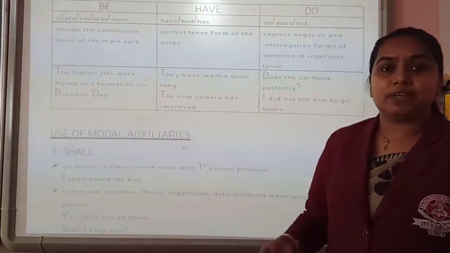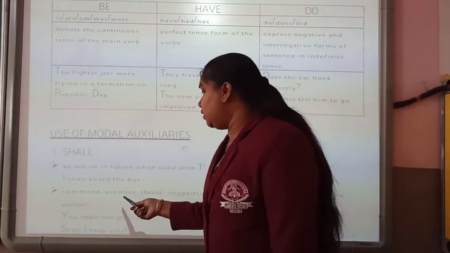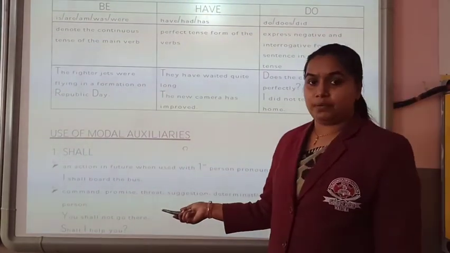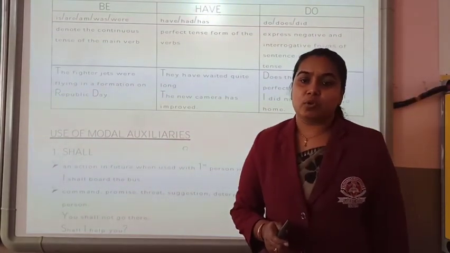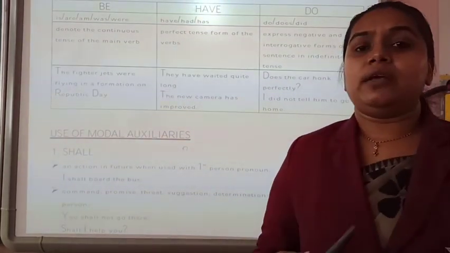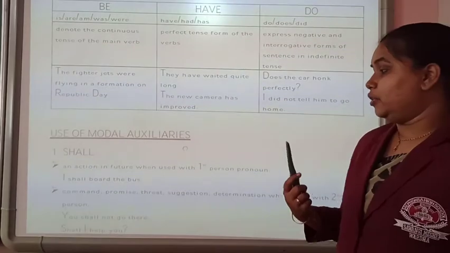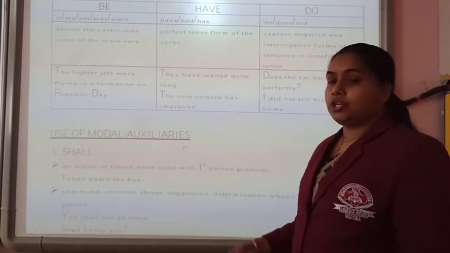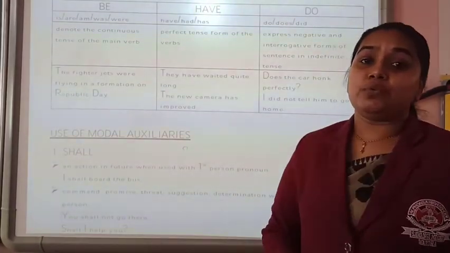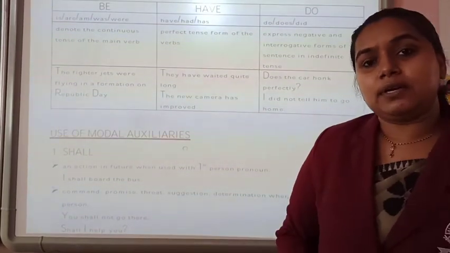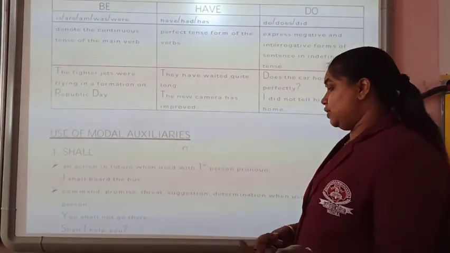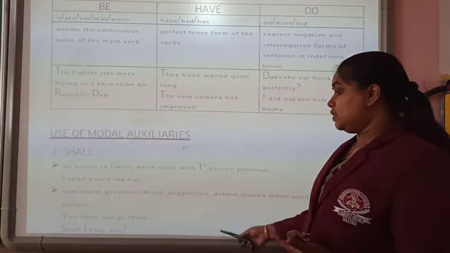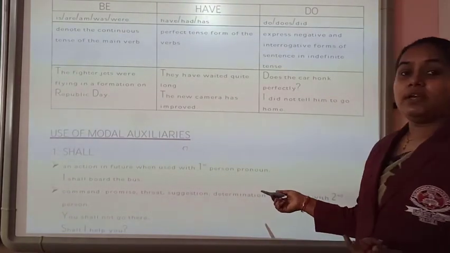Okay, when else are we using shall? For command, promise, threat, suggestion, determination, when used with the second person. Okay, you shall pay for this. So what is this? I am threatening him, giving him the threat that you are going to pay for this. Okay, or you can say like a suggestion, you shall do something for your improvement in the results. So this is the suggestion. Okay, shall I help you? This is offering the help. So this is the way we are using our auxiliary verb shall.